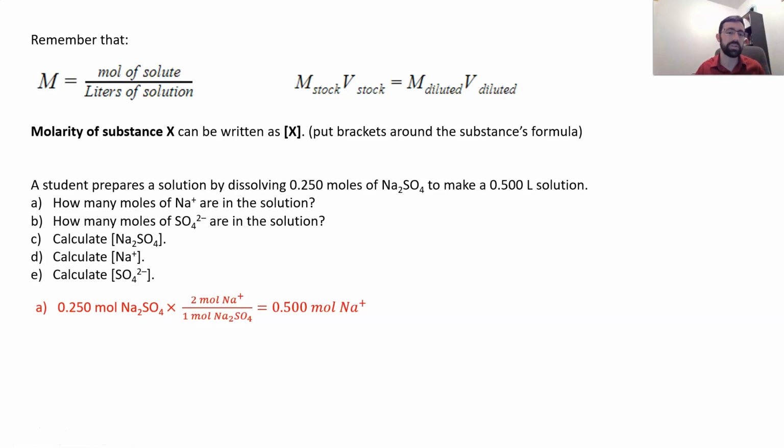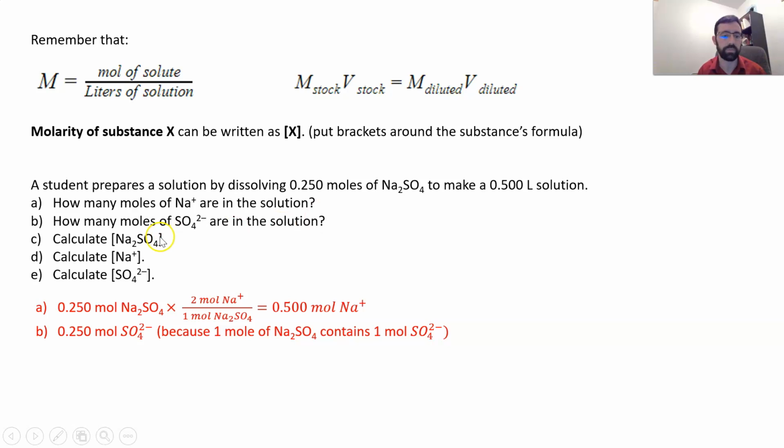What about how many moles of SO4? Well, for every 1 mole of Na2SO4, we have 1 mole of SO4. There's no parentheses with subscripts on the outside, so it's just going to be 0.250 moles of Na2SO4, because 1 mole of Na2SO4 just contains 1 mole of sulfate ions.